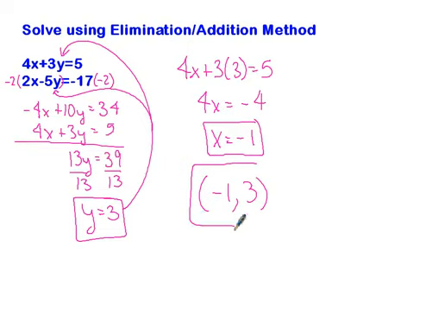What you could do is check your work. Take -1 and plug it in for your x value. 4 times -1 is -4. Take 3 and plug it in for your y value, you get 9. -4 plus 9 is definitely 5, so it checks there. Check it in your other equation as well. -2 minus 15 is -17, so it checks for both equations, so you know you've done your work correctly.